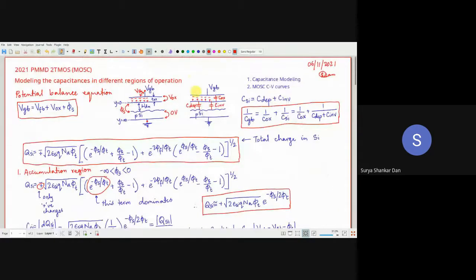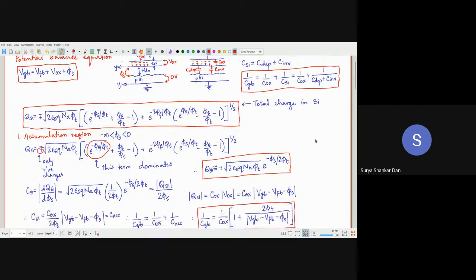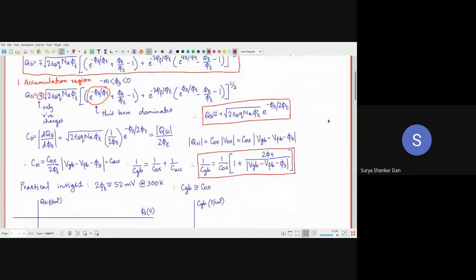Okay, so what I drew was that whenever you are applying a VGB, whatever charges appear on the metal will be exactly equal to the negative charges in the oxide, that will be exactly equal to the positive charges in the oxide, that will be exactly equal to the negative charges in the silicon. Correct? So whatever is the oxide charge will be equal to the total silicon charge, which will be equal to the total charge on the metal gate. So that is what we wrote here, QSI equal to COX into VOX.